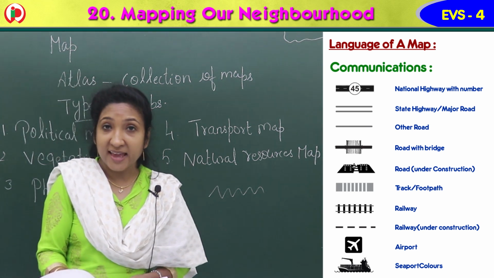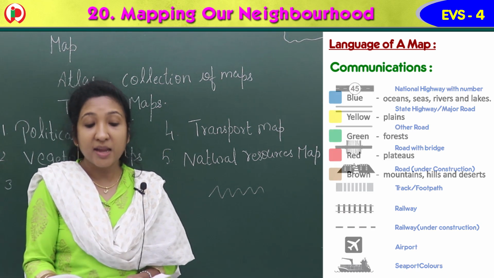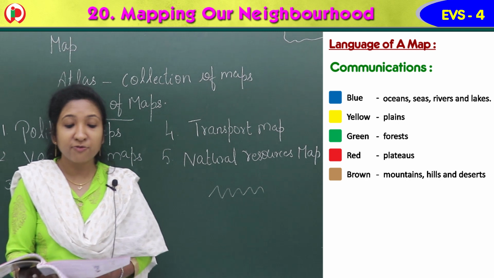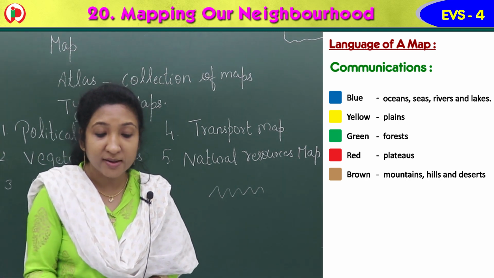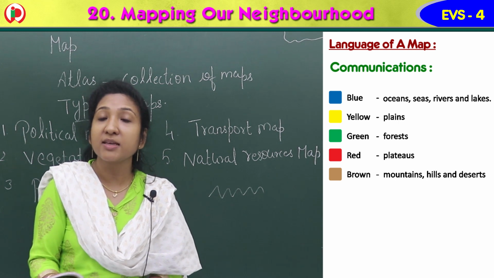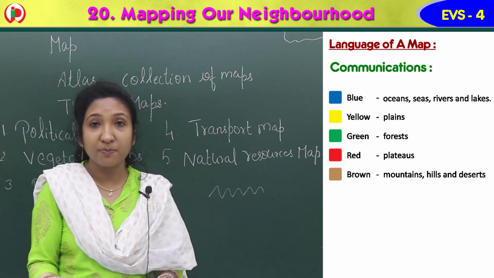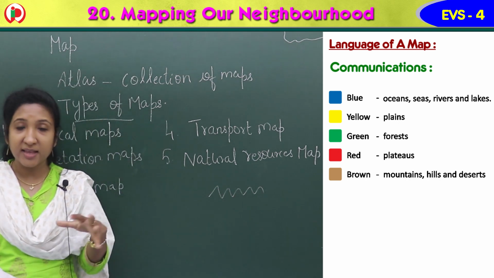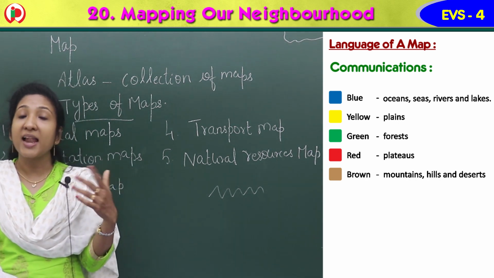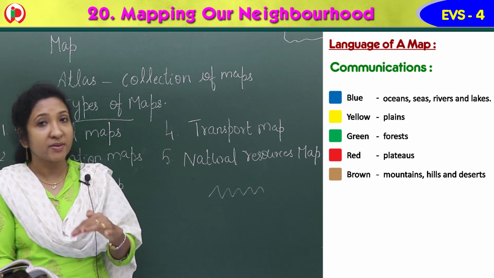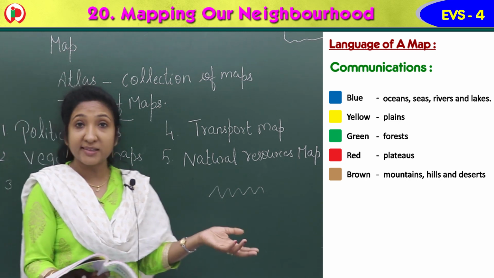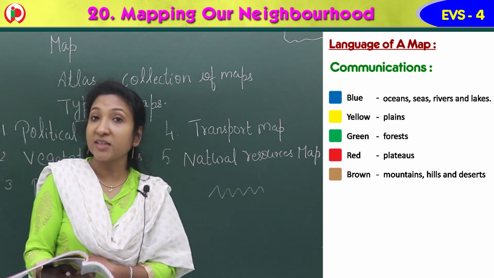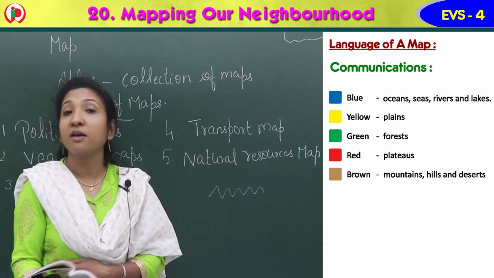Not only symbols and signs, we use colors also in a map to represent landforms and water bodies. So different colors are used in the map to represent different landforms and water bodies. Different landforms: plains, plateaus, desert, everything that are landforms. Hills, mountains, to represent these, we have a color. At the same time, for water bodies like rivers, lakes, oceans, seas, we have a separate color. Let us see what colors they are using.